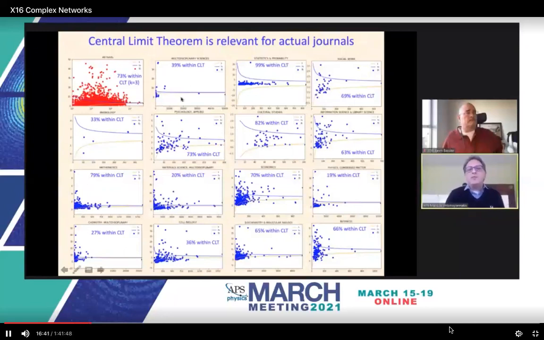And the same holds if we look at the various subcategories. I show here 15. For example, in applied psychology, you see most dots fall within the limits and a few, of course, beyond. But generally, the trend is clearly that.